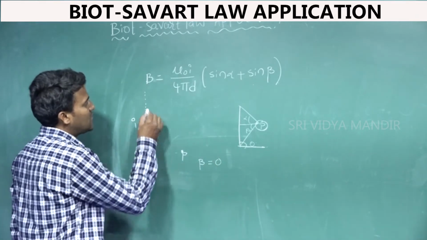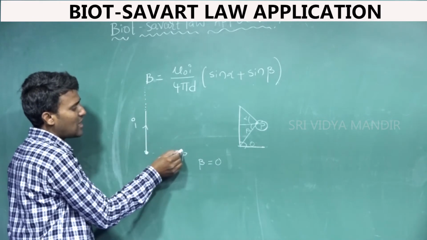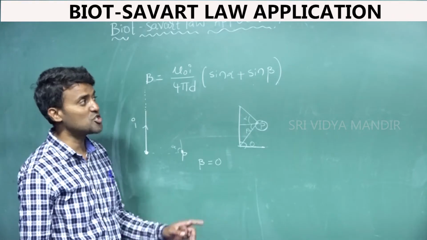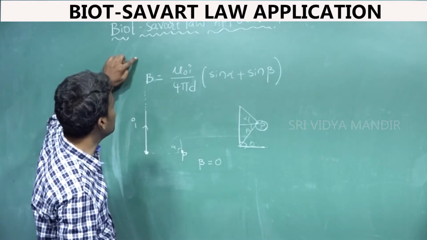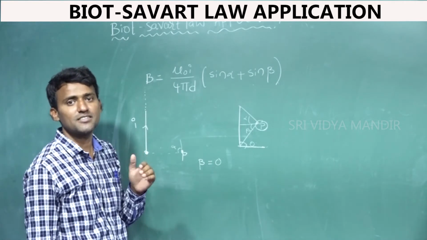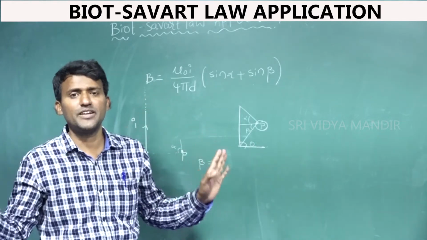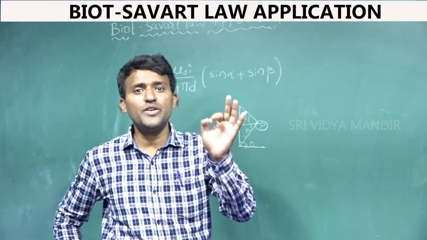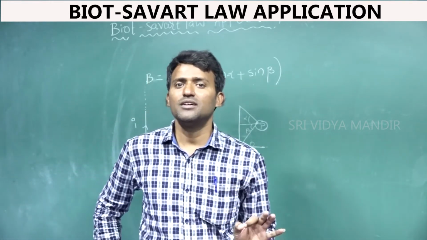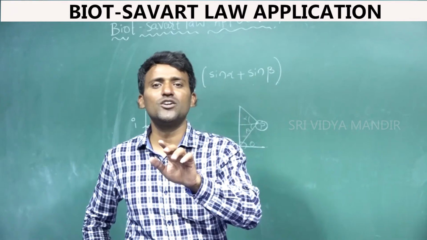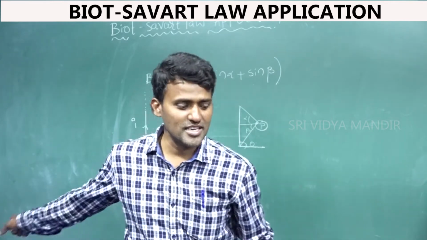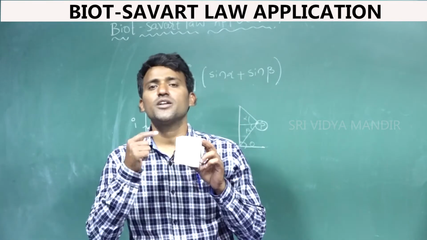Now what about alpha? Infinite means the alpha angle is 90 degrees. Just now I told you, when it is infinite, we have to observe like this: the alpha angle is 90 degrees. You have to remember this blindly every time. Whenever it is an infinite conductor, the point is at infinite distance, and you can just take alpha is equal to 90 degrees. Just now I gave an example, and it is very applicable for this situation.